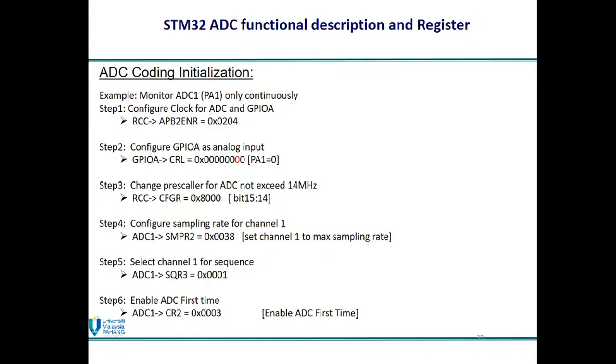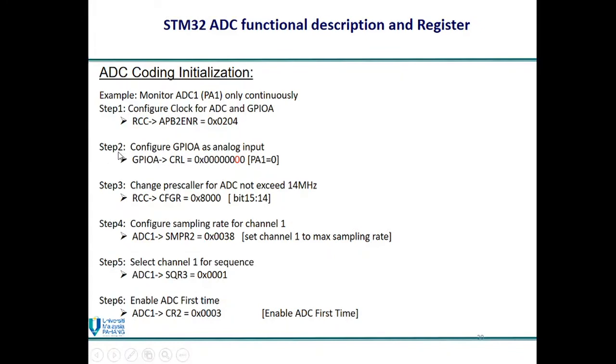So now I will summarize the steps to write the code to initialize the ADC peripheral. These steps are based on monitoring the ADC input only from PA1, for example ADC1, PA1 only, continuous. Step number 1, we configure the clock for ADC and GPIO. We write the RCC APB2 enable register equal to 0x0204. We can refer to the previous slide.